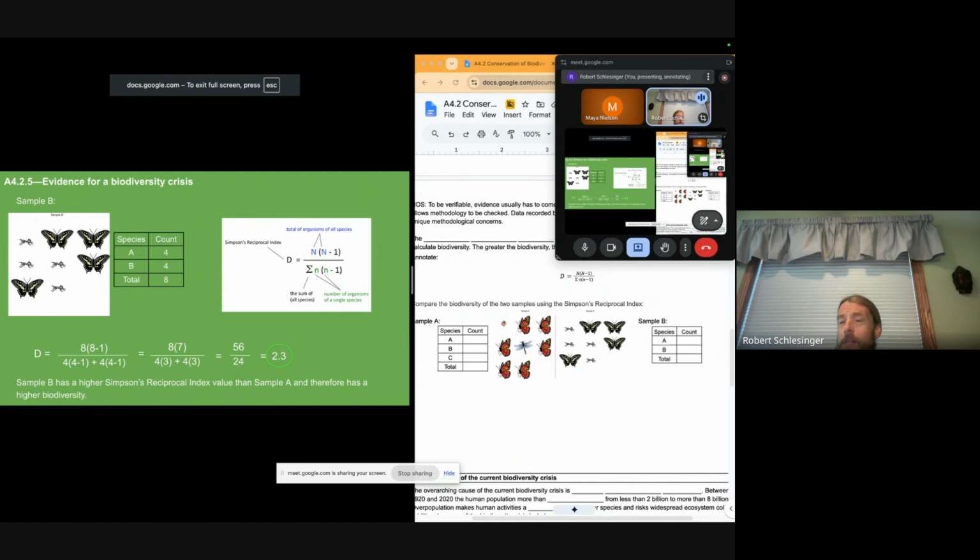Yep. And so again, do you need to memorize the equation? Heck no. Absolutely not. You just need to know what the values represent and how to plug it in. That's it.